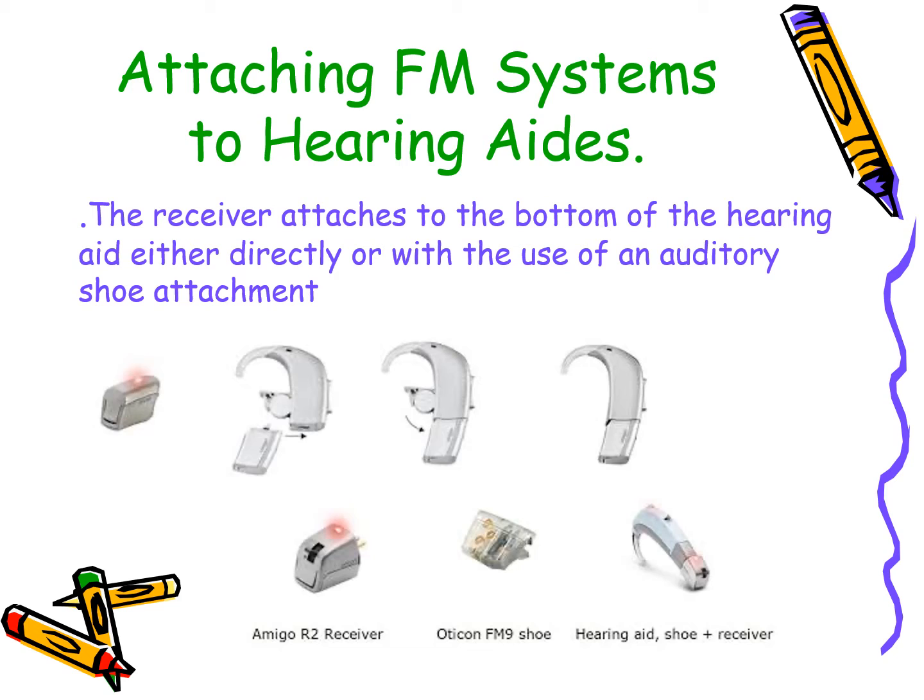Attaching FM systems to hearing aids. The receiver generally attaches to the bottom of the hearing aid, either directly or with the use of something called an auditory shoe attachment. Below are some pictures of what they look like.